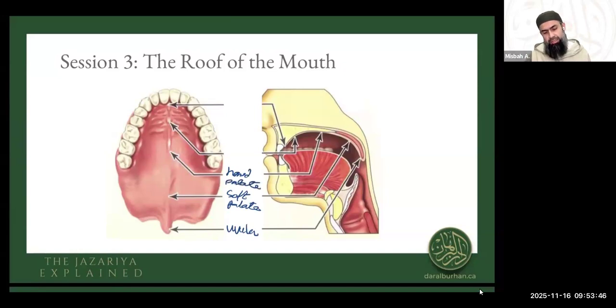All right. And then these are, in English, they call it the alveolar ridges. Alveolar ridges. Okay. And then these are the gums, essentially. Okay. So this will be needed. Why is it needed?